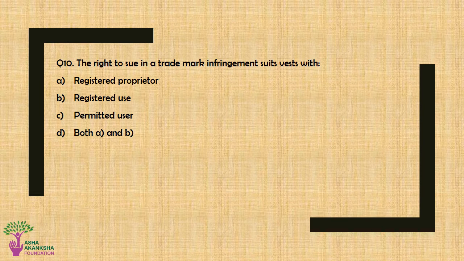Question number 10. The right to sue in a trademark infringement suit vests with option A, registered proprietor. Option B, registered user. Option C, permitted user. Or option D, both option A and option B. The correct answer for this question is option D, both option A, registered proprietor, and option B, registered user.